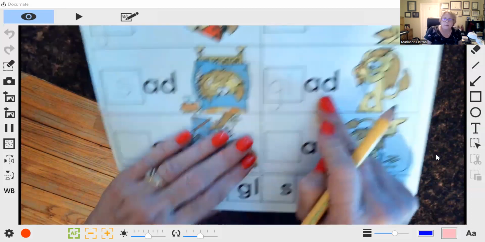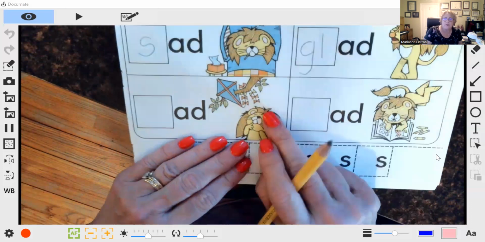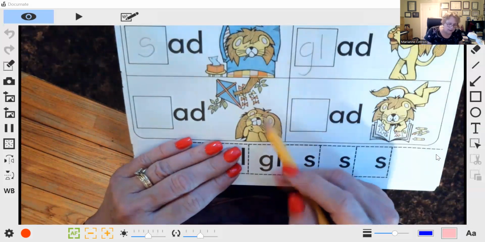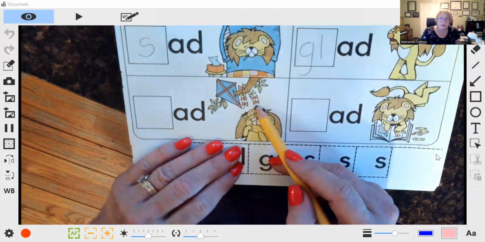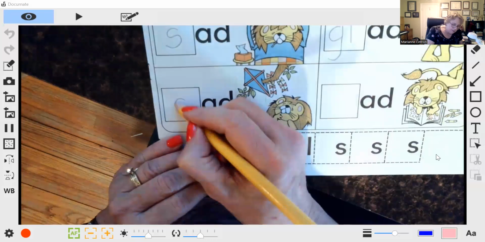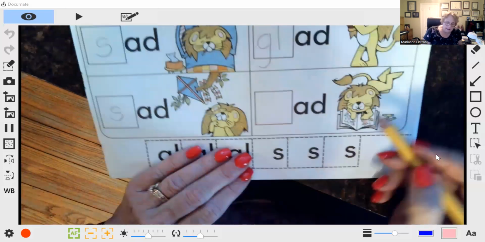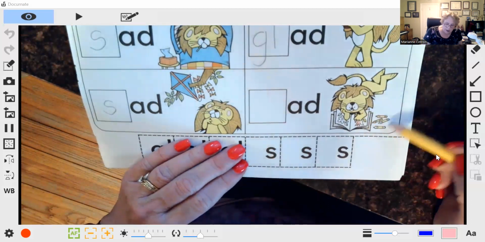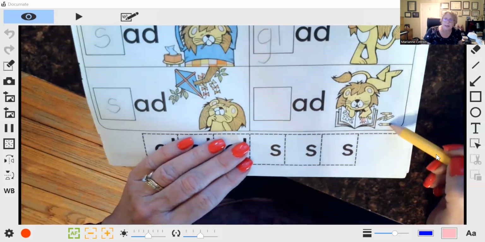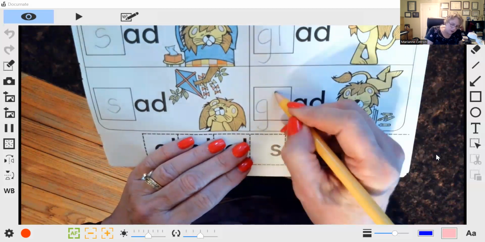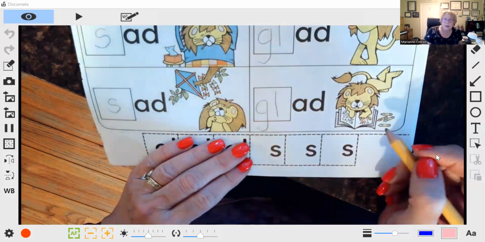Try to make the letters match the shapes of the red, yellow, and green lines. This lion lost his kite in the tree. Is he glad or sad? He is sad. And this lion is reading a book. He's got crayons. He must be glad. Here we go. Make your C stroke. Make your G, L. Okay.